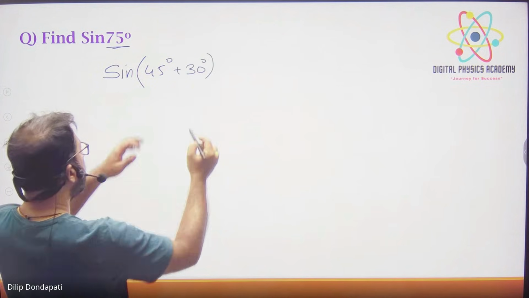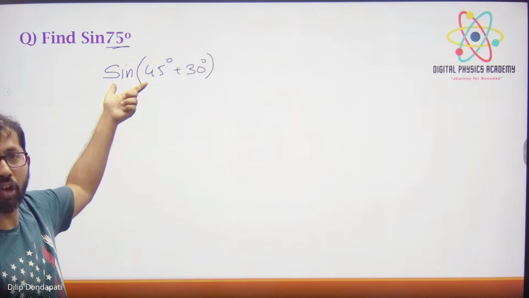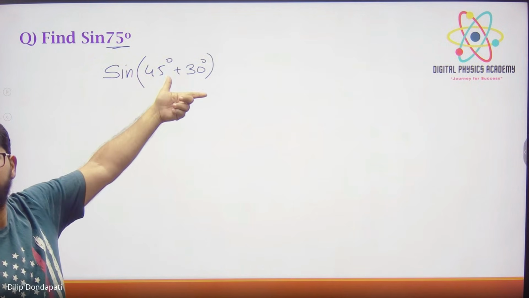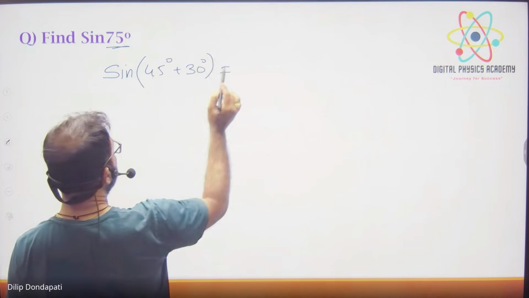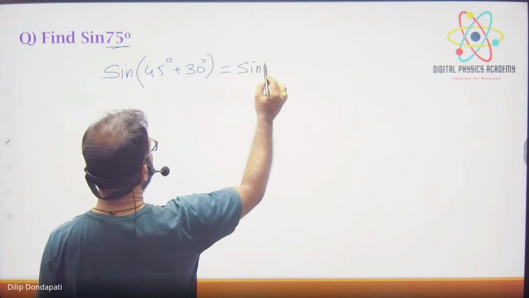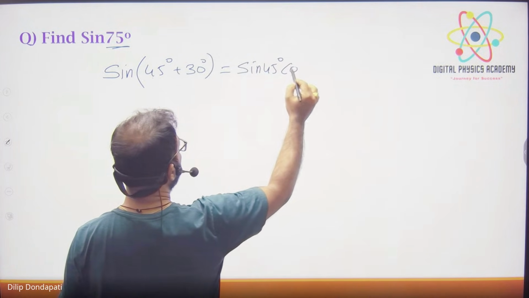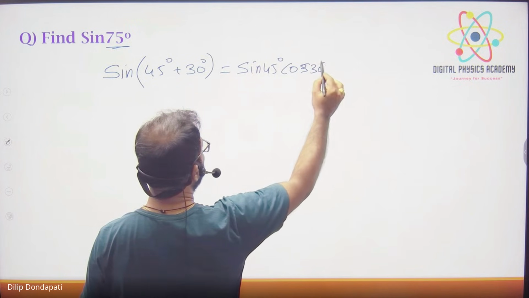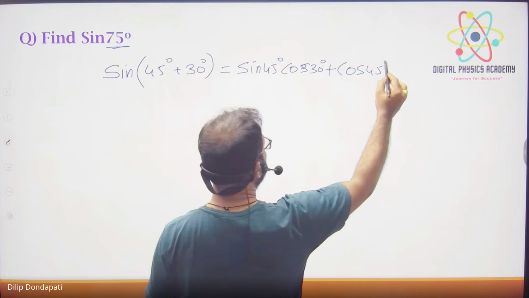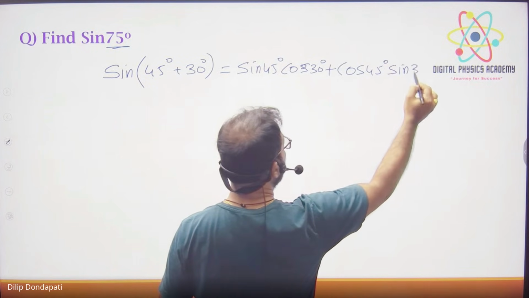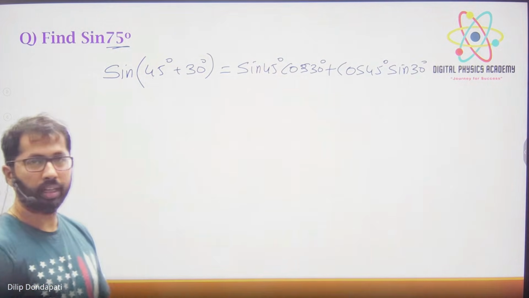We know that this angle, right, sin 45. Now it is in the formula of sin(A+B). Use it. Sin A is 45, B is 30, right? Sin A cos B plus cos A sin B. Done. Now you know the table, right? Substitute and tell the answer.